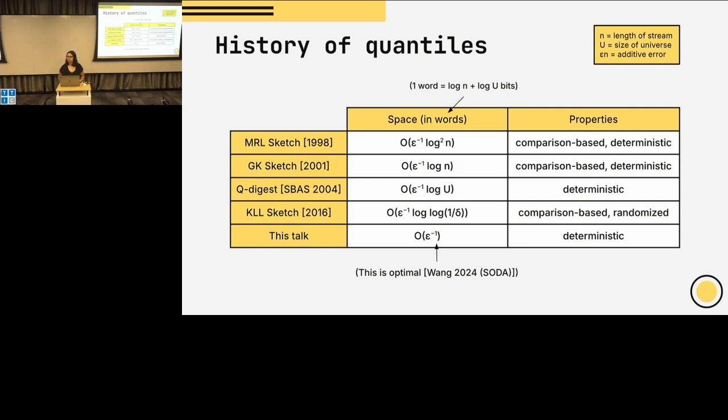Yeah? Delta is the failure probability? Delta is failure probability, yeah, sorry. So what is the dependence on delta for the other ones? The other ones are deterministic. Everything else is deterministic.